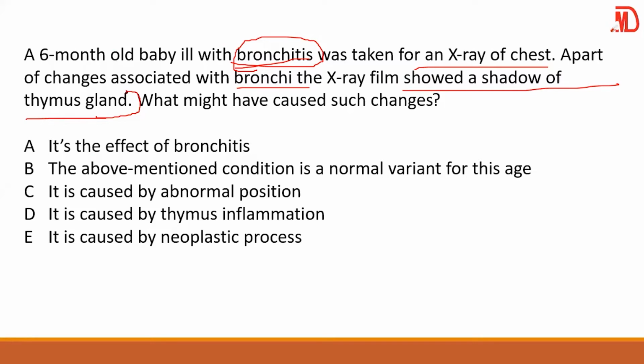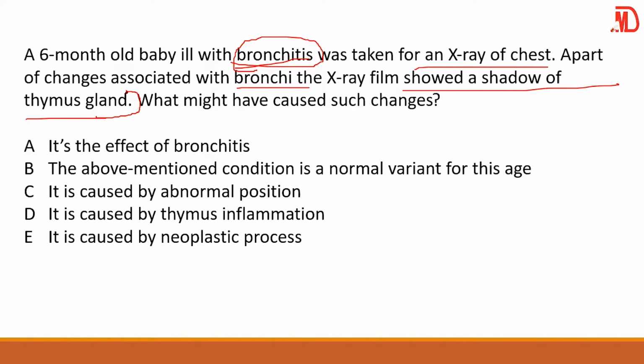There's a shadow on the X-ray because of the thymus gland. So what might have caused such changes? Now, this person is 6 months. And in 6 months, you know where your thymus is, right? You should know where your thymus is, anatomically. So you ask yourself, what is the relationship between the age and thymus activity? That's what we need to know.